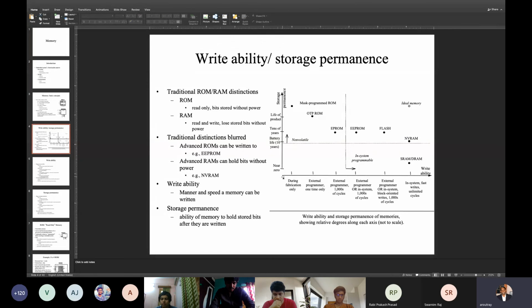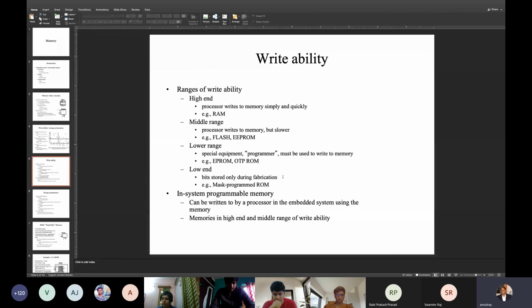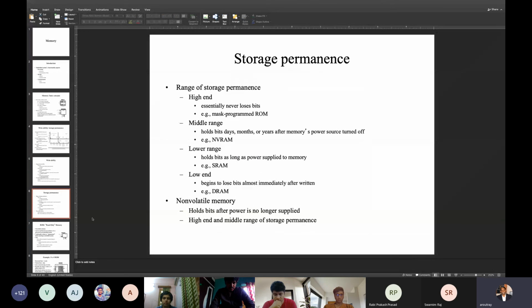Depending upon this, we have several memories. For example, you can have RAM, which is very fast at writing and reading, SRAM for example. Then there is the middle range, which is flash and EEPROM, where you can write and it will be there forever. Then the lower range is OTP ROM. OTP ROM is burned during manufacturing because it is cheaper. Whenever the processor goes bad, it has to be thrown away. Then there are other memories like magnetic memories. This is based on storage permanence, so don't worry about such things.